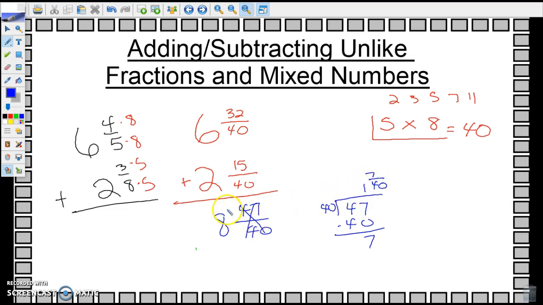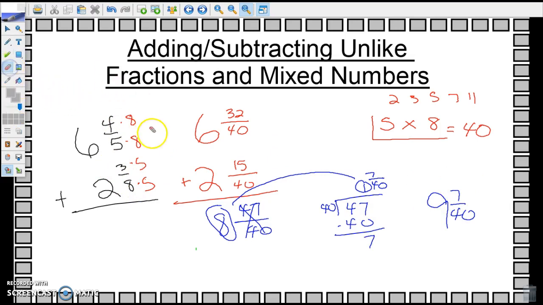So now I have to pay attention. I have 8 wholes right here and 1 whole right here. So how many do I have altogether? 9. With 7/40 left over. So my answer to 6 4/5 plus 2 3/8 is 9 7/40.